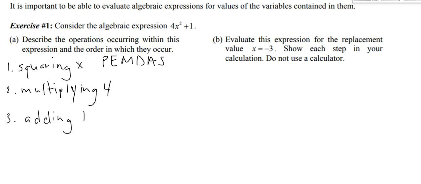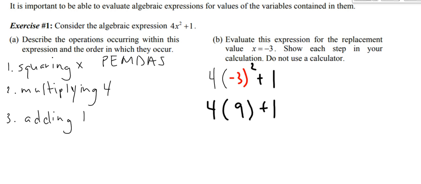So now let's go ahead and do part B. Evaluate this expression for the replacement value x equals -3. Show each step in your calculation and don't use a calculator. So we're going to let x equal -3 for our expression. So we'll have 4 times -3 squared plus 1. So -3 times -3 gives us +9. 9 times 4 gives us 36, plus 1 gives us 37.